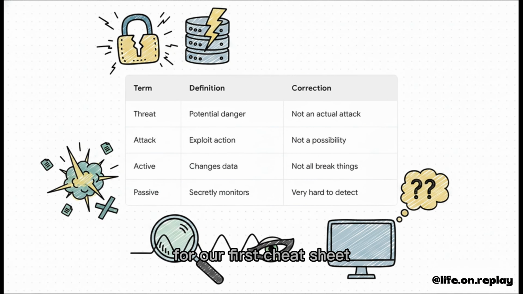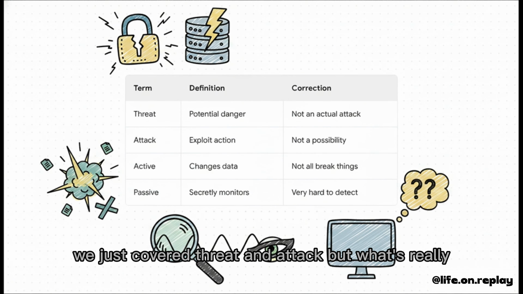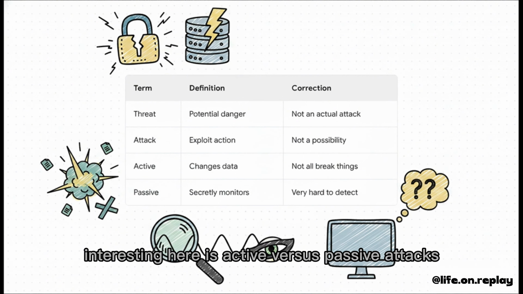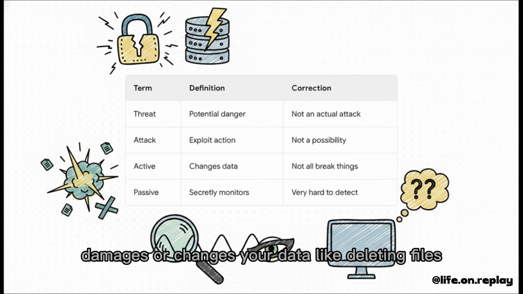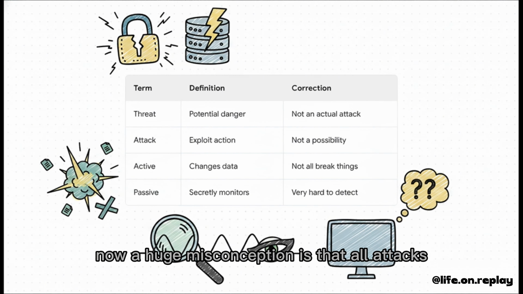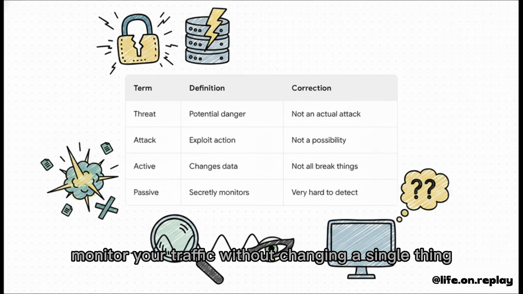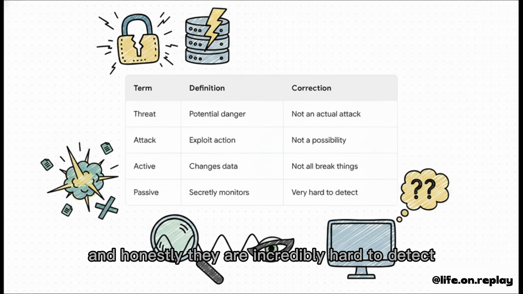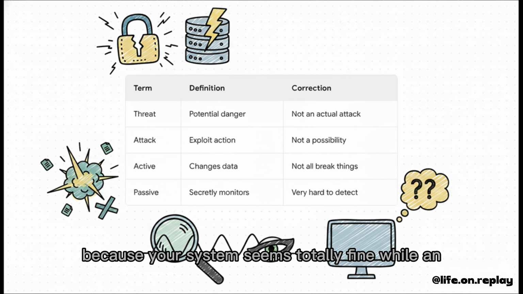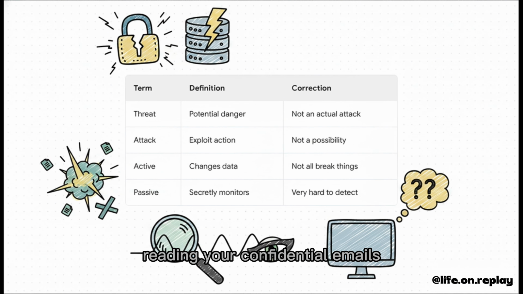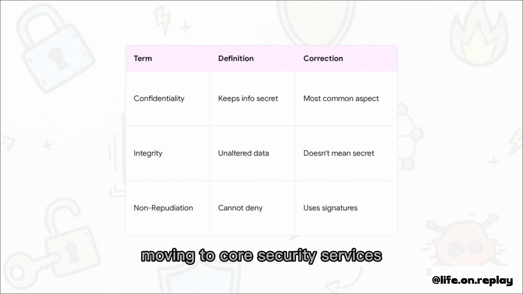For our first cheat sheet, we just covered threat and attack. But what's really interesting here is active versus passive attacks. An active attack damages or changes your data, like deleting files. Now, a huge misconception is that all attacks break things. Not true at all. In reality, passive attacks just secretly monitor your traffic without changing a single thing. And honestly, they are incredibly hard to detect because your system seems totally fine while an attacker is just quietly reading your confidential emails.